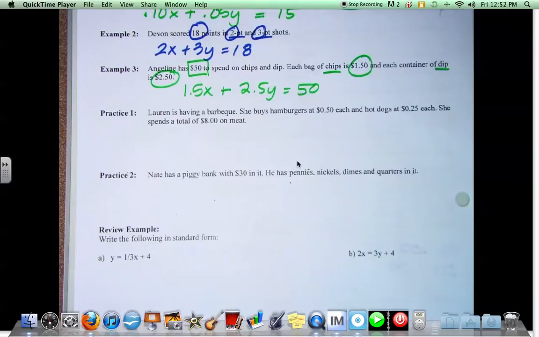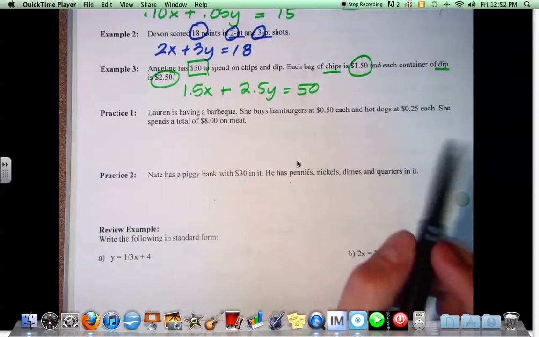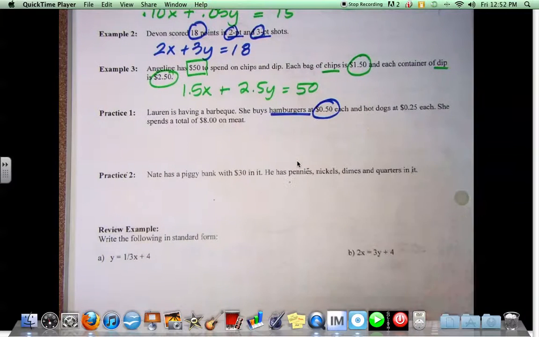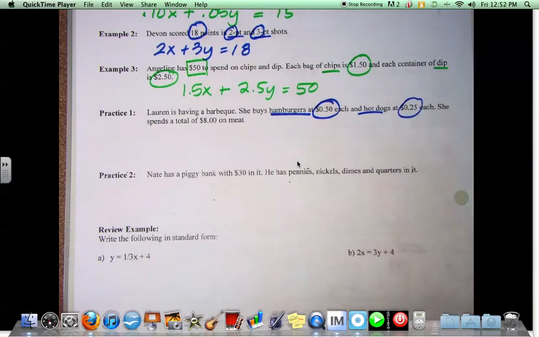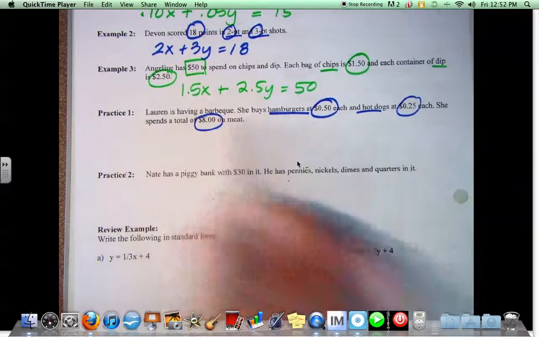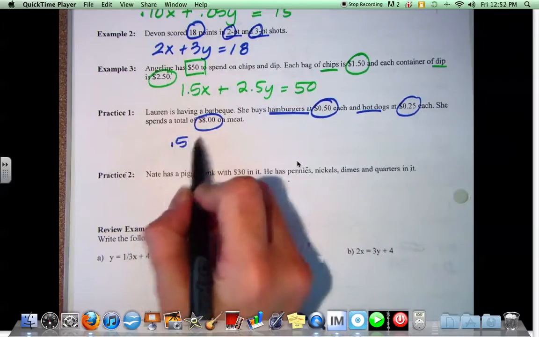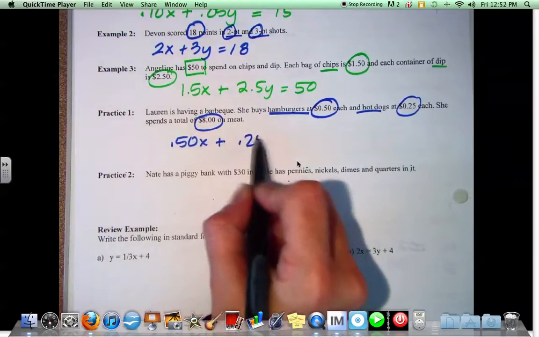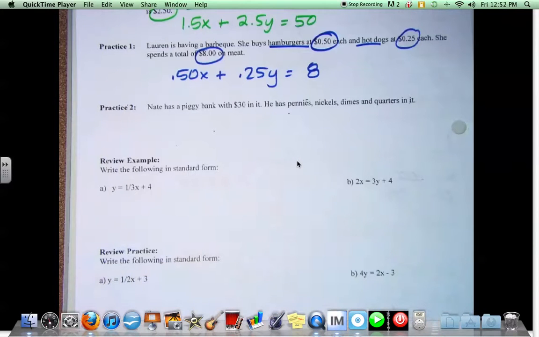All right, so what's our first item? Hamburgers, which has a value of 50 cents. Second item, hot dogs, has a value of 25 cents. And our total? $8. For an equation that is 0.5x plus 0.25y equals $8.